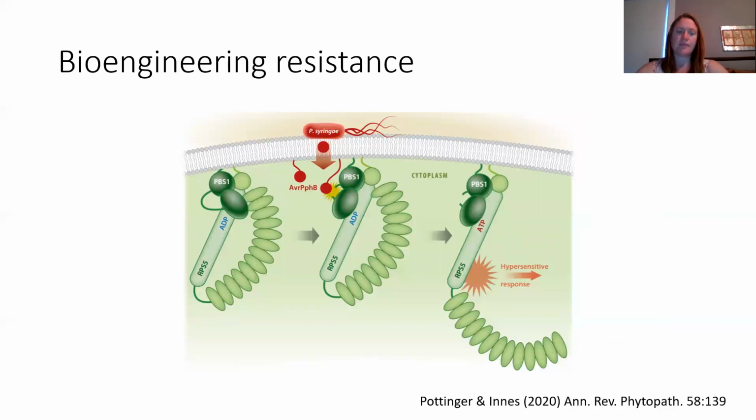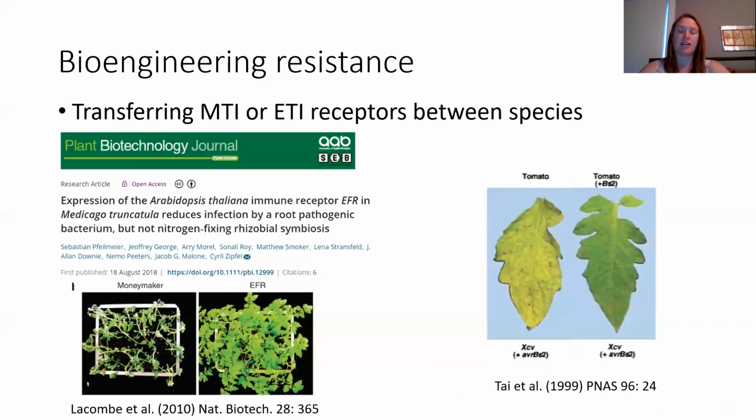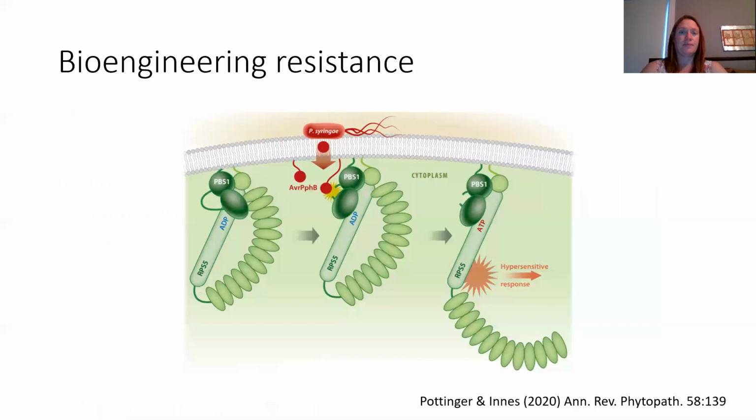But one thing you have to realize is that the machinery that is required for all of the signaling downstream of either the PTI or the MTI or the ETI has to be present in that host for the transfer to work. So this has also been a way that people have been trying to discover what are the differences and similarities between different plant species. We can do this successfully between some types of species, but other species are actually too different to successfully transfer receptors.